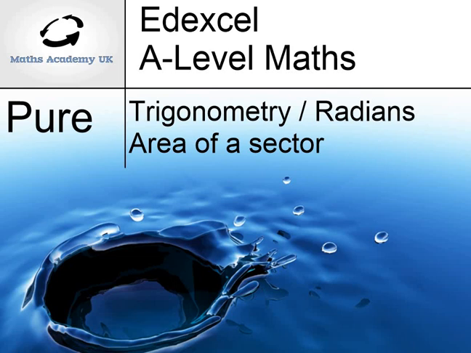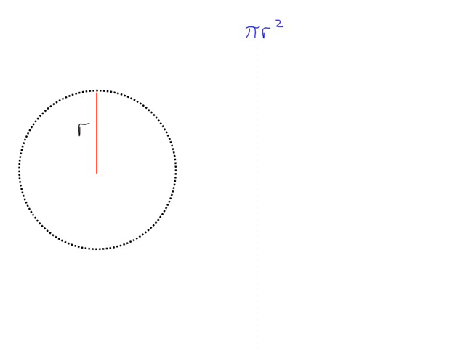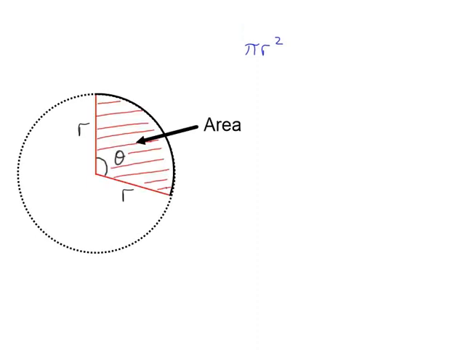The area of a sector using radians. The area of this circle is pi r squared. The area of this sector will be pi r squared times a certain fraction, and that fraction will be theta, which will be in degrees for the time being, so theta divided by 360. So we need to multiply by this fraction to get the area of the shaded sector.